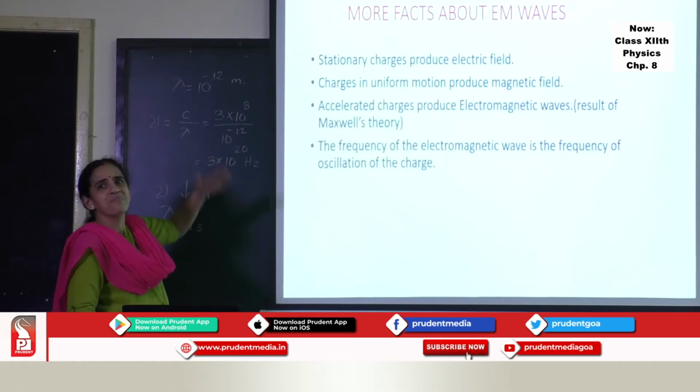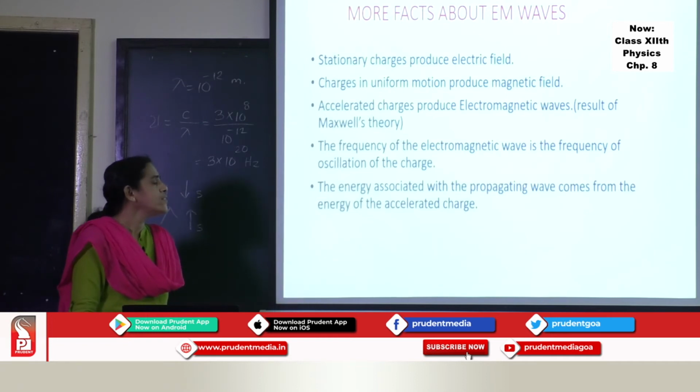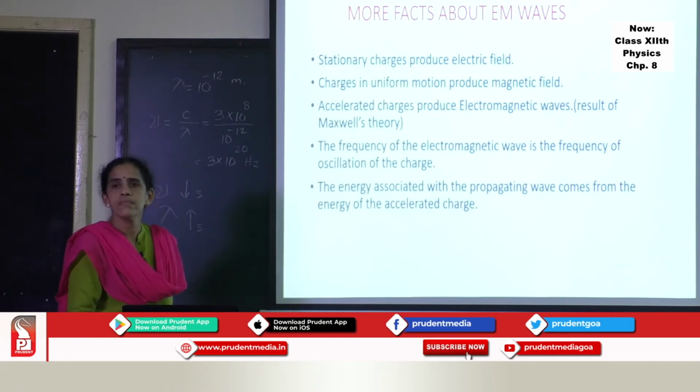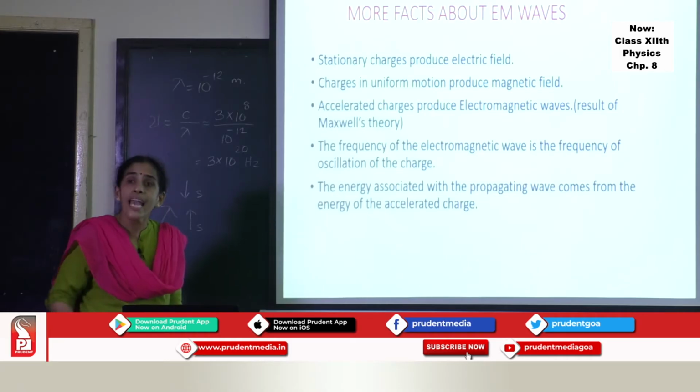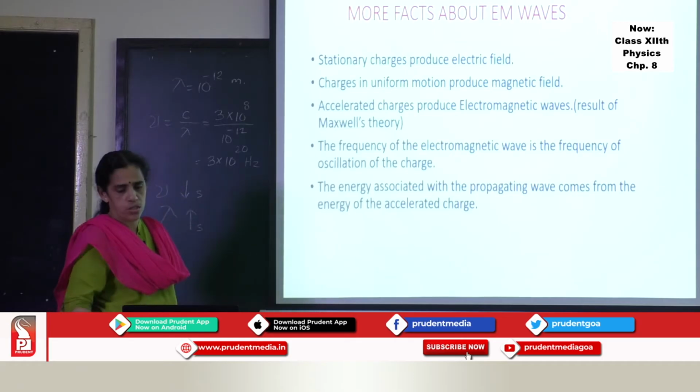Gamma ray source. Okay? Then, the energy associated with the propagating wave comes from the energy of the charge. From where else can it come? Energy is from the source.